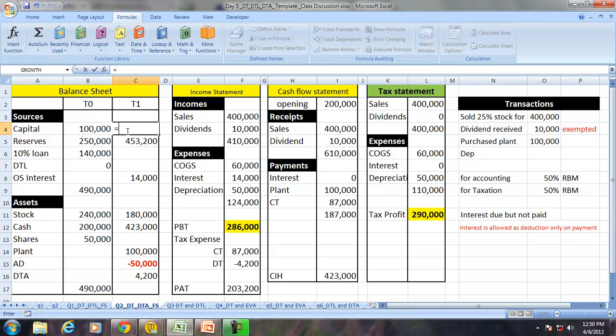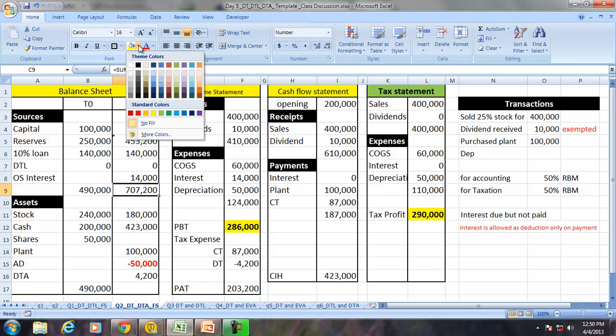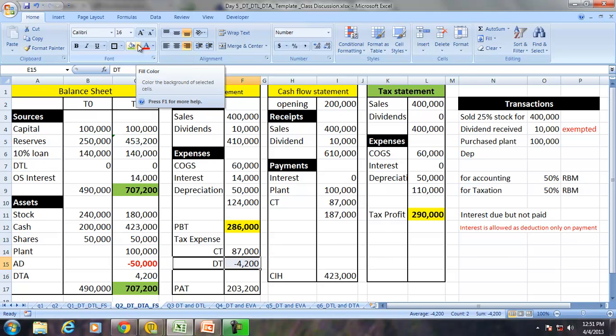No other change in the capital, no change in the loans, there is no DTL. The summation of the sources side is 707,200, and no change in the shares. The summation of the asset side should also be equal to 707,200. But the important point here was with respect to the deferred tax.